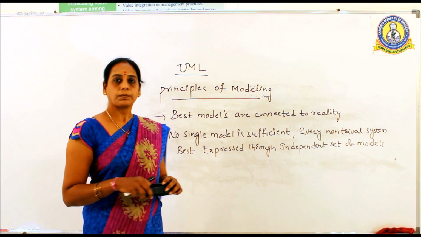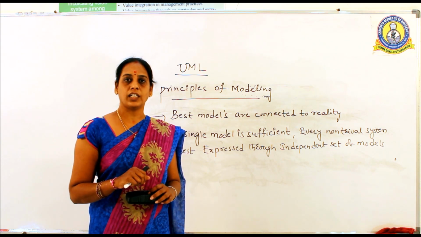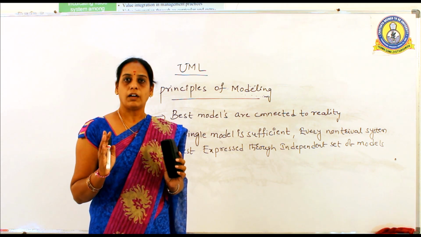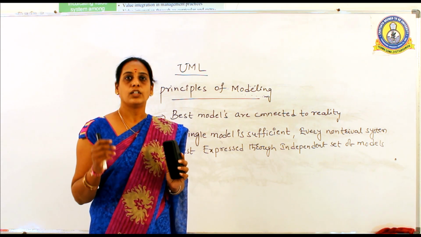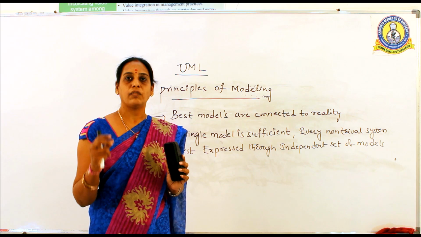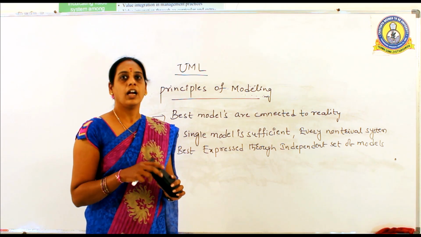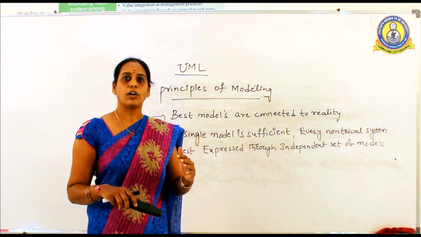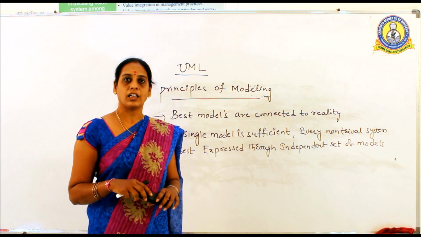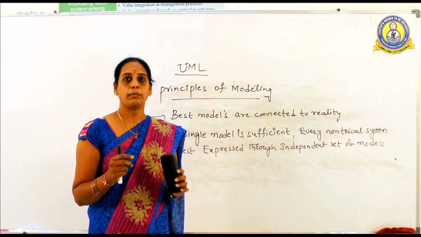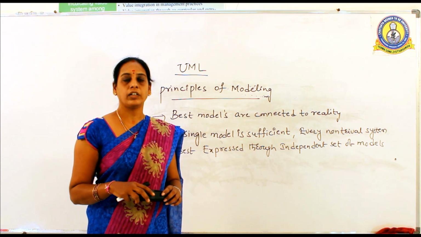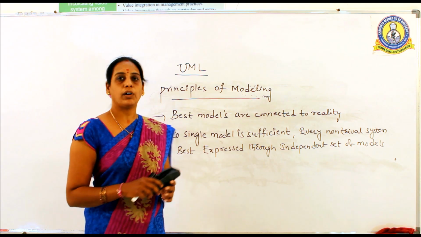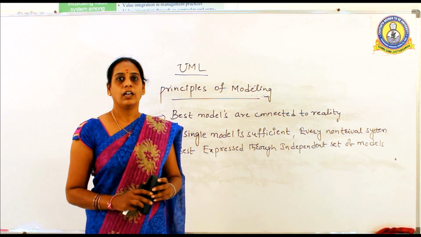And third point, best models are connected to reality. That means you should not hide the important details. So you should include each and every detail in your models. And fourth one, whenever you want to construct any product, one single model is not enough. You have to choose the interdependent models which are required for developing a software applications. These are the four important principles of modeling.